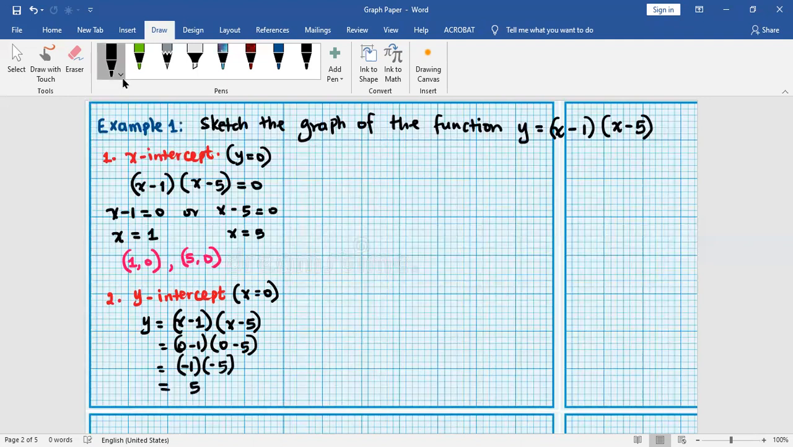Now, this means that the y-intercept will be at the point x is 0, y is 5. Okay, now we have finished the y-intercept. Let us now get the line of symmetry. We call it number 3. Line of symmetry.